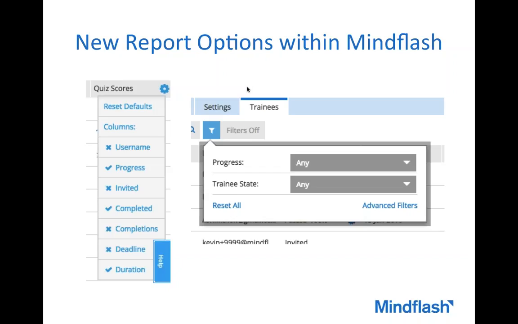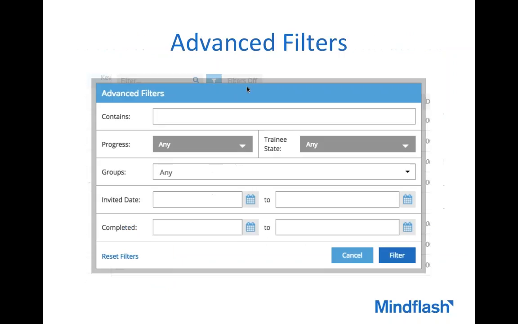And if you go to your advanced filters, you'll be able to filter for more information. So if you want to see trainees that are maybe just a member of a specific group, maybe they're invited within a specific date range, or maybe they completed the course or series within a specific date range, you can apply those and hit filter, and then you will see that.